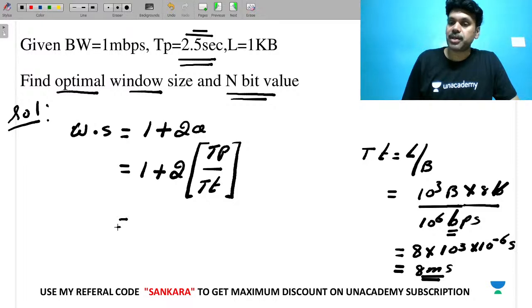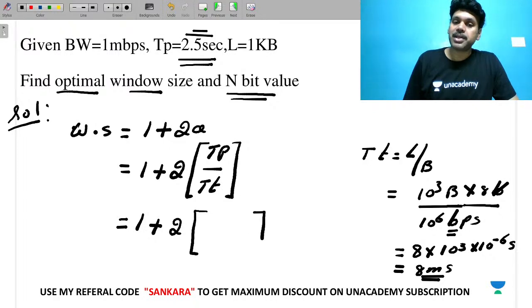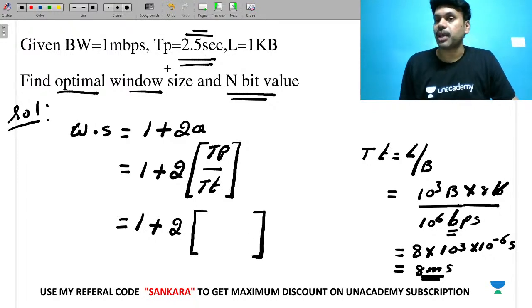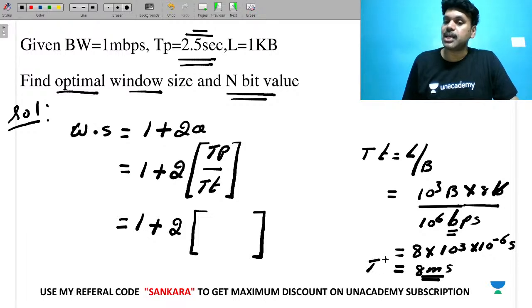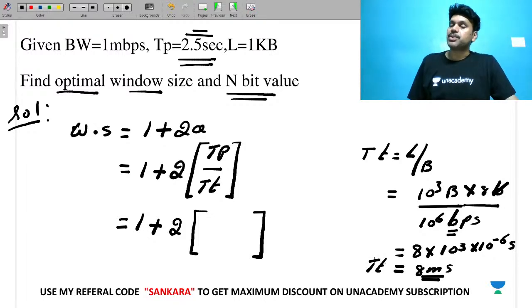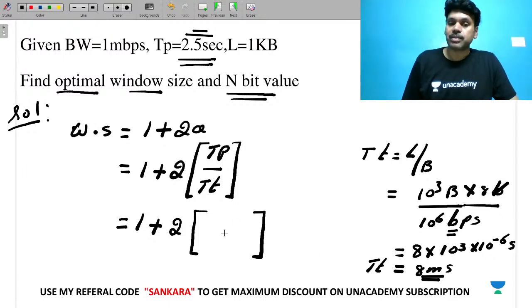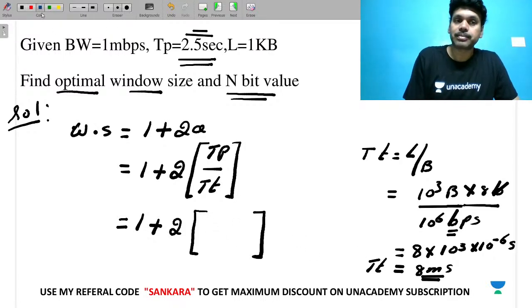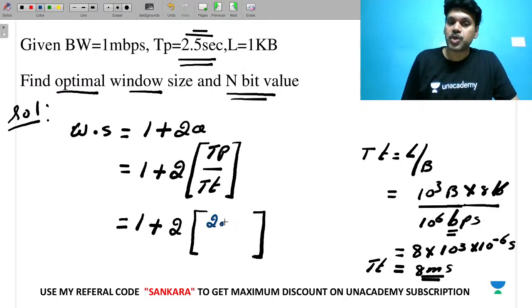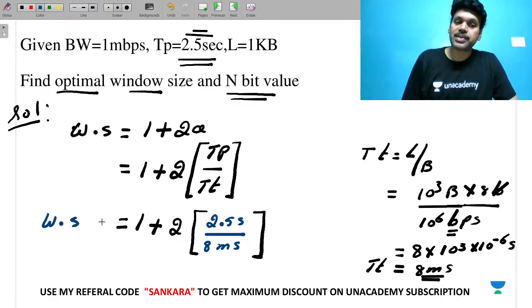So let us put it here: 1 plus 2 into TP by TT. TP is in seconds and TT is in milliseconds, so let us convert into seconds or milliseconds, whichever format you want. It is nothing but 2.5 seconds divided by 8 milliseconds. So my dear friends, this is your window size.